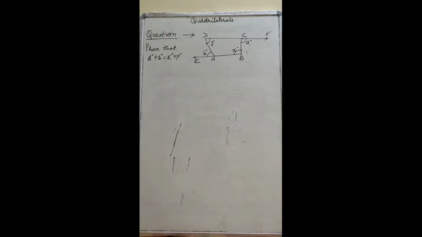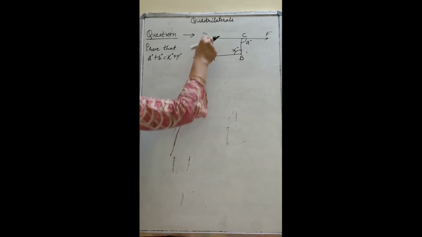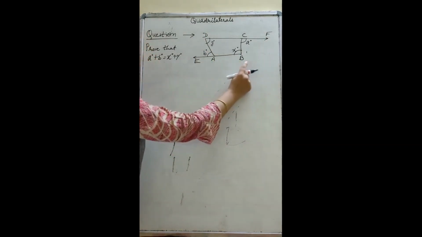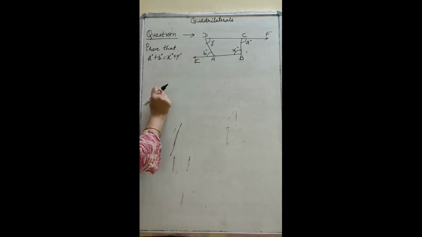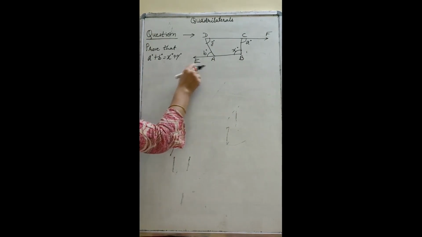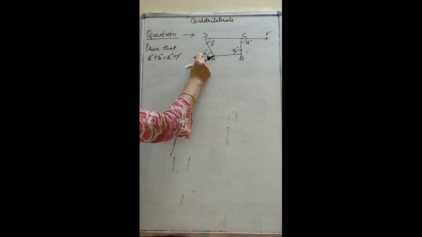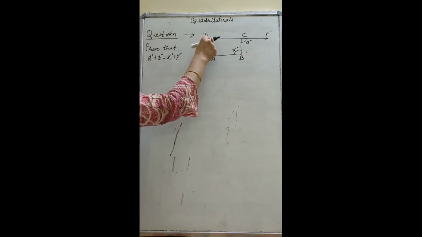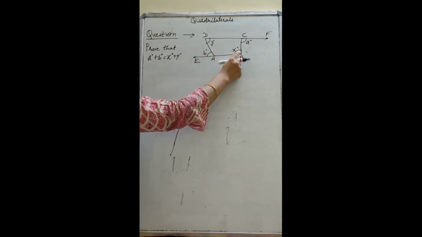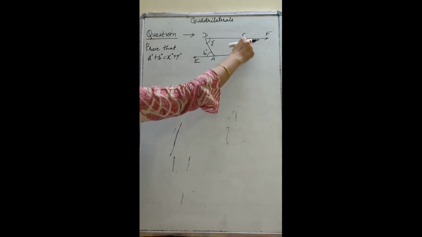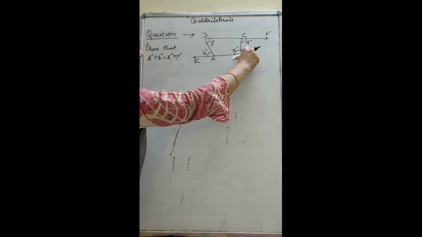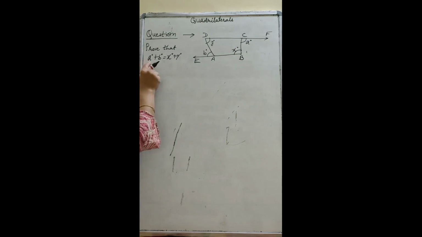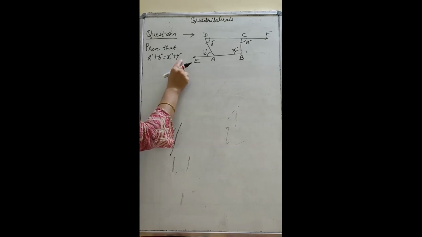In this question, there is a quadrilateral ABCD, and two sides are produced. BC is produced up to F and BA is produced up to E. Angles are given here. Angle EAD is equal to b degrees. Angle D is y degrees. Angle B is x degrees. And angle BCF is equal to a degrees. We have to prove that a degrees plus b degrees is equal to x degrees plus y degrees.